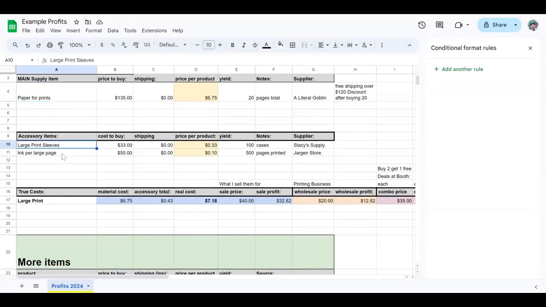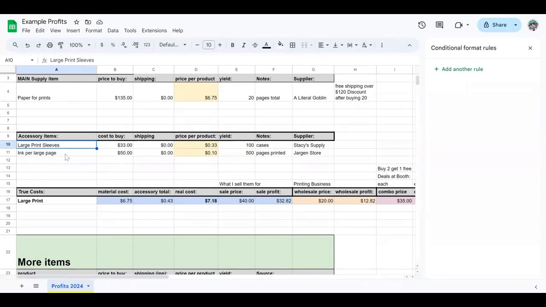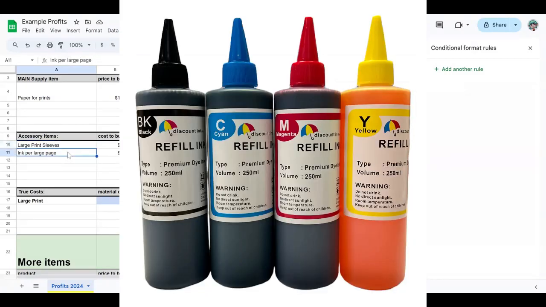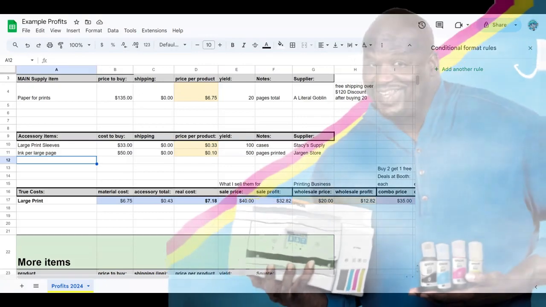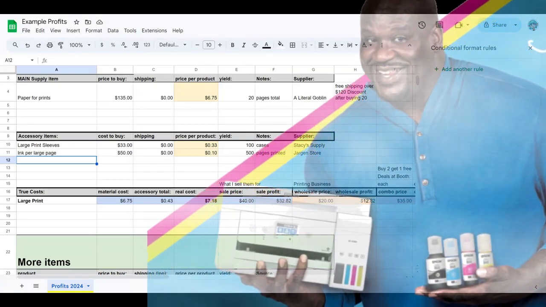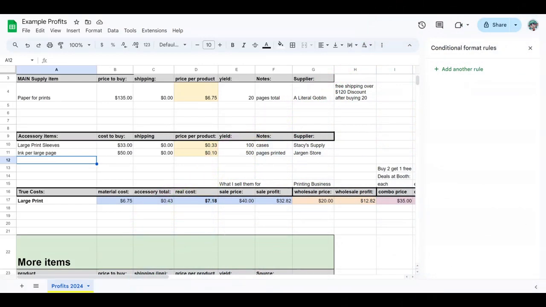Our accessory items are the covers, like the sleeves, the clear plastic sleeves that you put prints in, and then the ink for your printer to print all your pages. Now, if you want to add your printer cost on here, you can, but I don't because it pays for itself after a certain amount of sales. So it's a thing you only have to buy once. You don't have to keep regenning your supply of that. So I don't consider it to be a material cost.